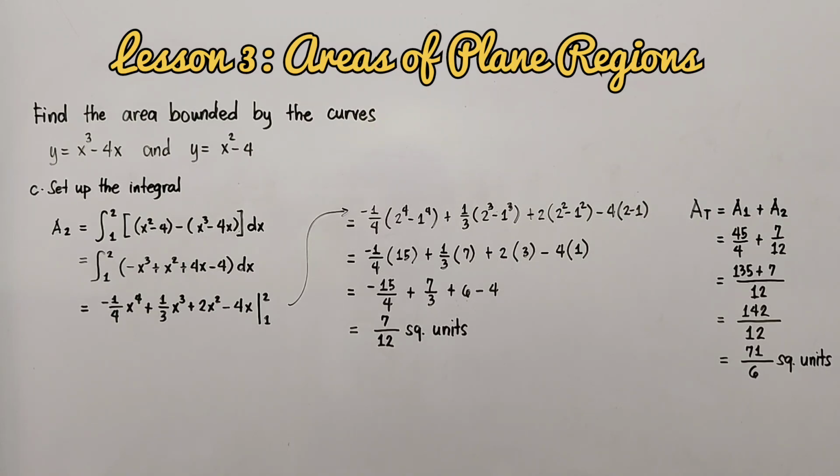The area of the first region is 45 over 4, and the area of the second region is 7 over 12. And the sum of these fractions is 71 over 6 square units. If you try to convert this into decimal, this is approximately equal to 11.83 square units.